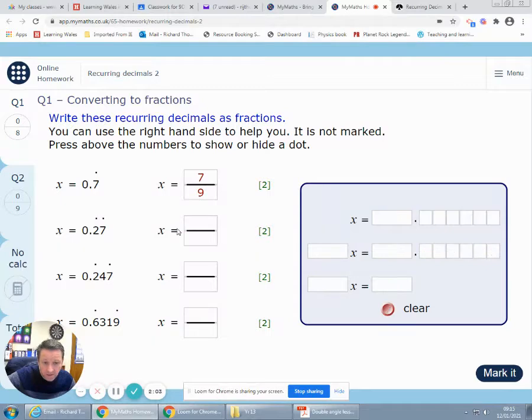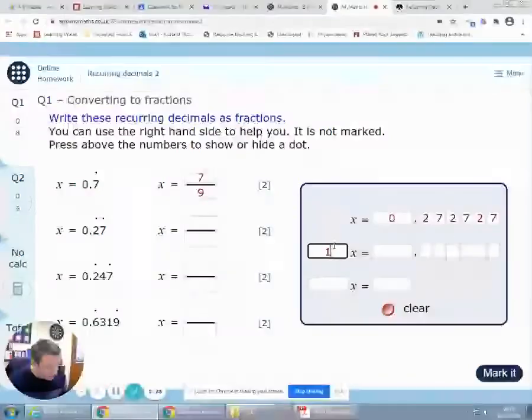Right, okay, let's clear that one and have a look at the next one. This time I've got 0.27 recurring. So let's type in there 0.272727. And I need these to match up. If I times it by 10, I'd have 2.727272, and these wouldn't match up. So I'm going to multiply it by 100.